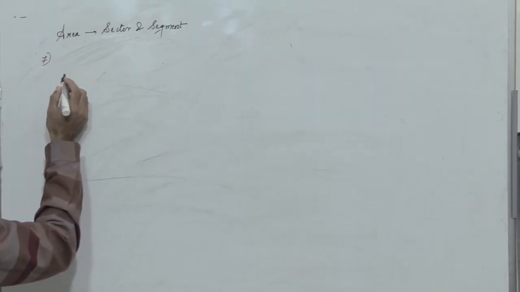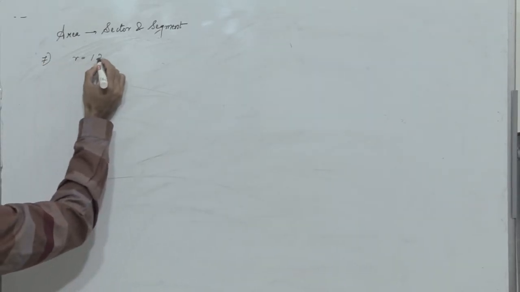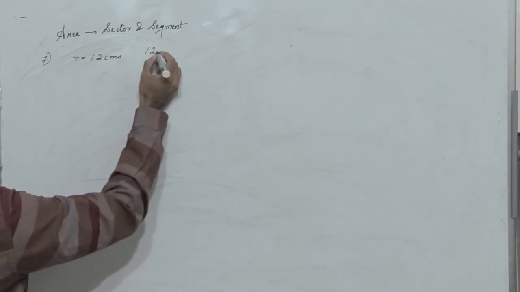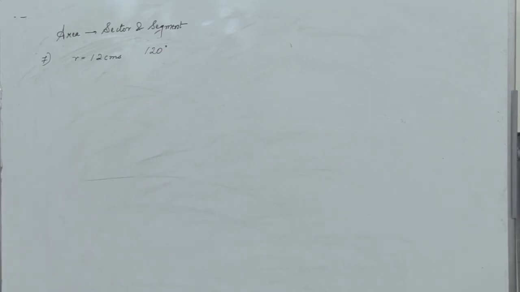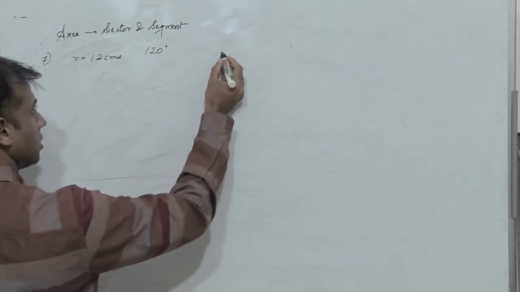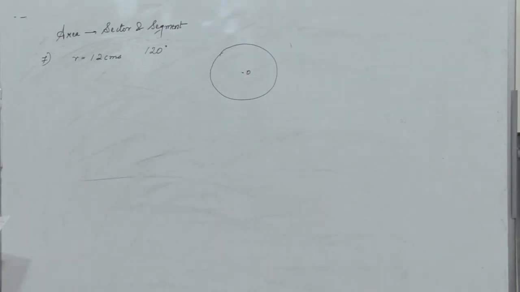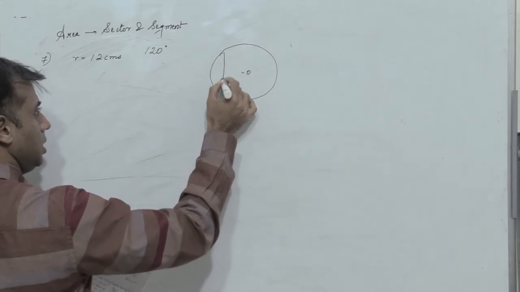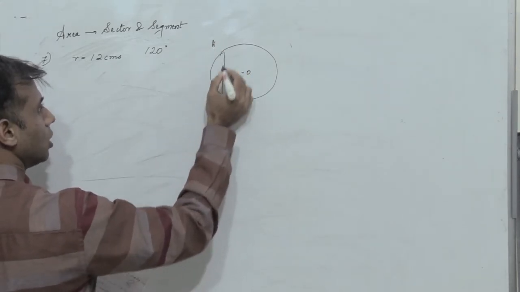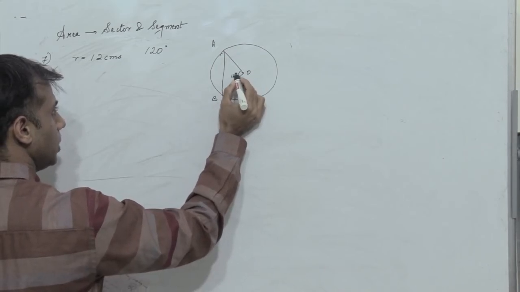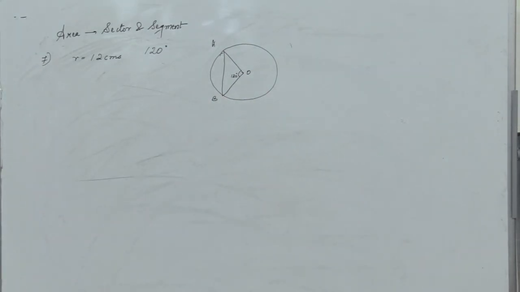Problem 7. A chord of a circle having a radius of 12 centimeters subtends an angle of 120 degrees at the center. Find the area of the corresponding segment of the circle. So let us consider a circle with center O, and we have a chord. So let the chord be AB, and this chord subtends an angle of 120 degrees at the center. So this angle is 120 degrees. So we need to find the area of the corresponding segment of the circle.